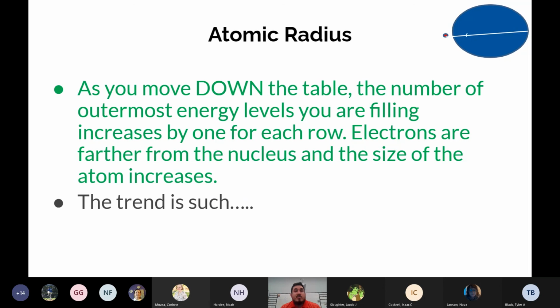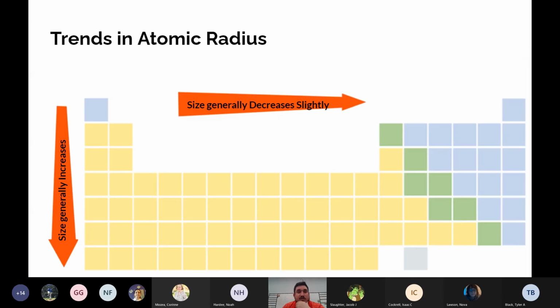All right. So as you move down the periodic table, you're adding more rings. So the atoms are getting bigger and bigger. And so therefore, as you go across the periodic table to the right, the sizes are going to get smaller. If you go down the periodic table, the sizes are going to get bigger. Those are the rings: 1, 2, 3, 4, 5, 6, 7.